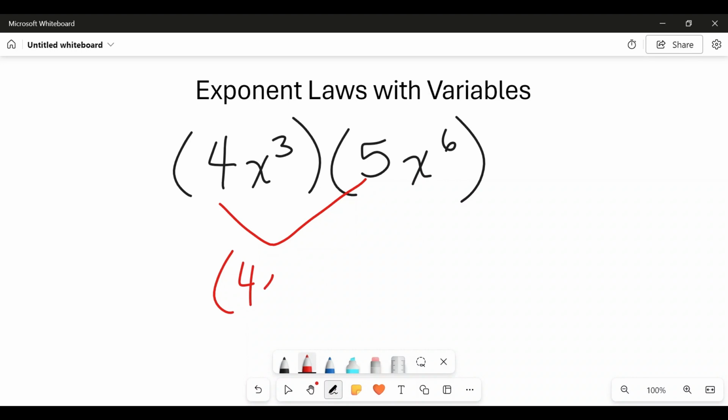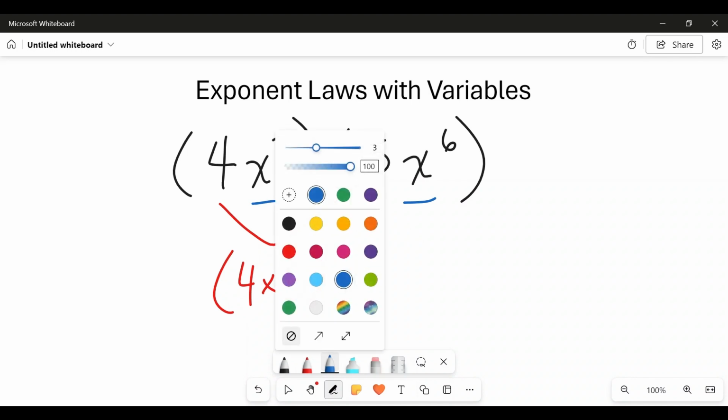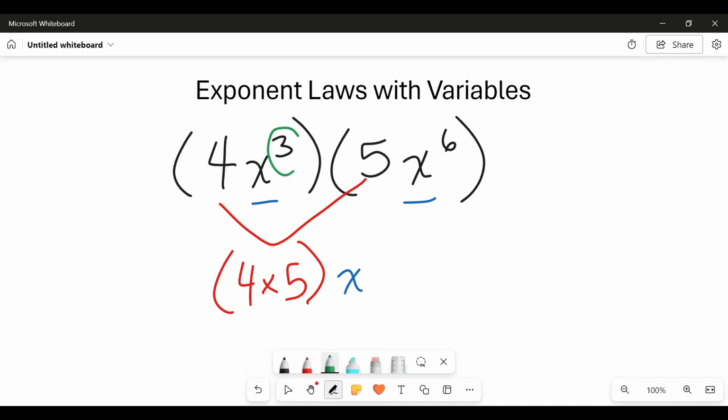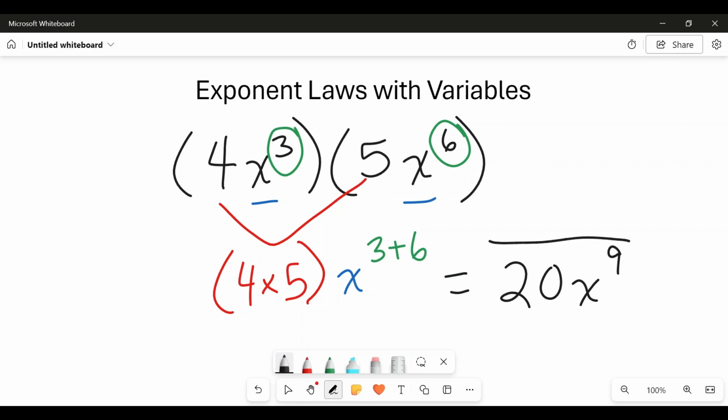So when I multiply two terms like this, what I do is I multiply the coefficients together. So you get 4 times 5. Keep the base, right? This is x and x. And we are going to add the exponents, 3 and 6. 3 plus 6. So we multiply the numbers out in front, keep the base, add the exponents. Now we simplify. 4 times 5 is 20. X to the 3 plus 6, which is 9. So it's 20x to the ninth power.